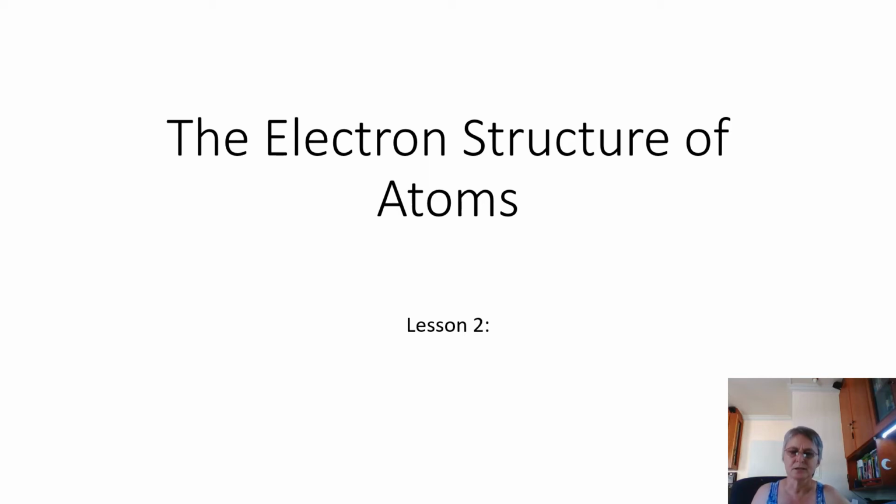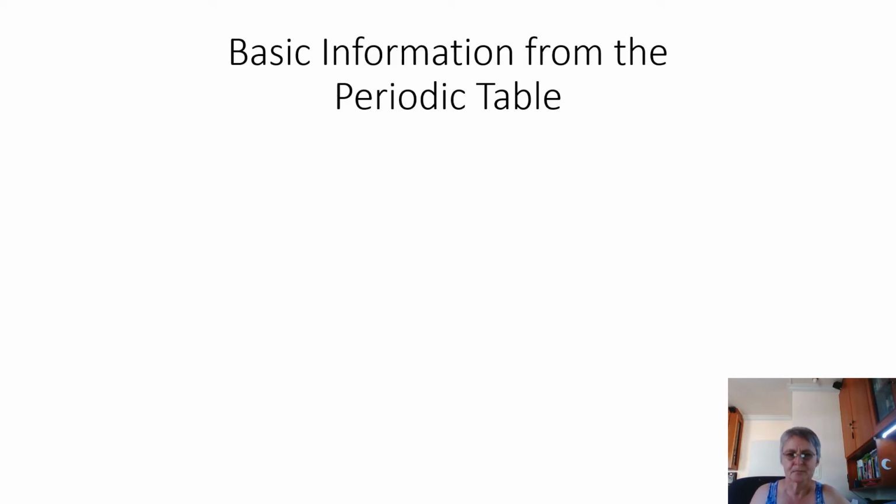Welcome back. This is the second lesson that I'm doing on electron structure of atoms, where we will look at the placement of electrons as well as some examples. So the basic information we get from the periodic table is the following.